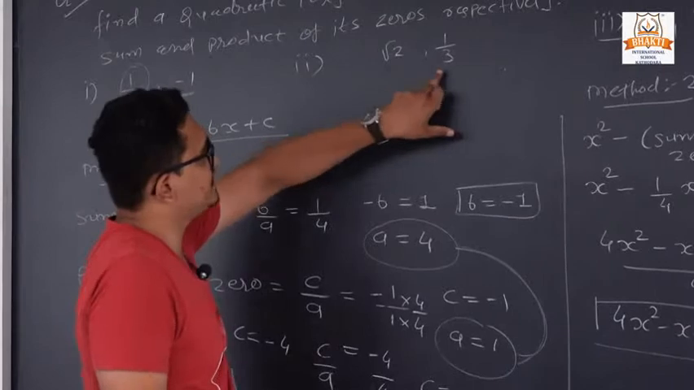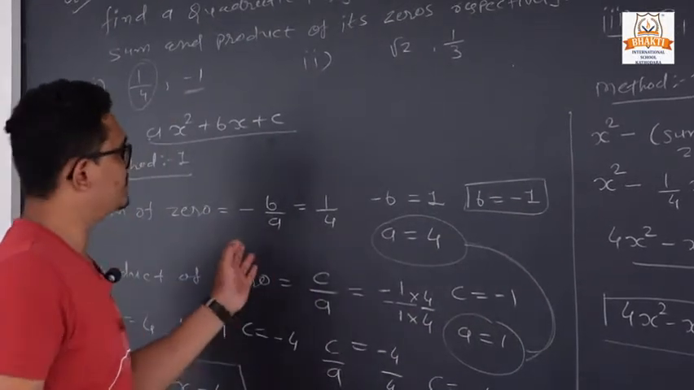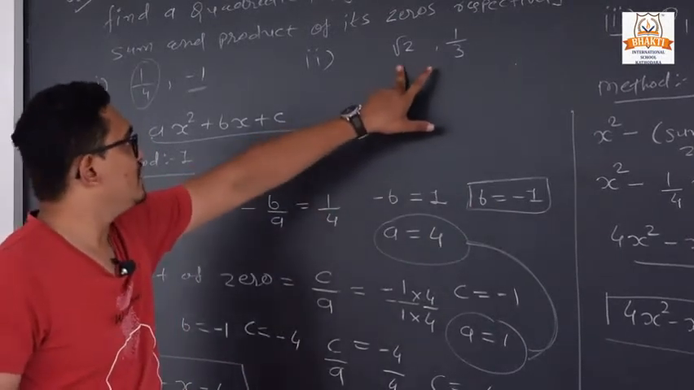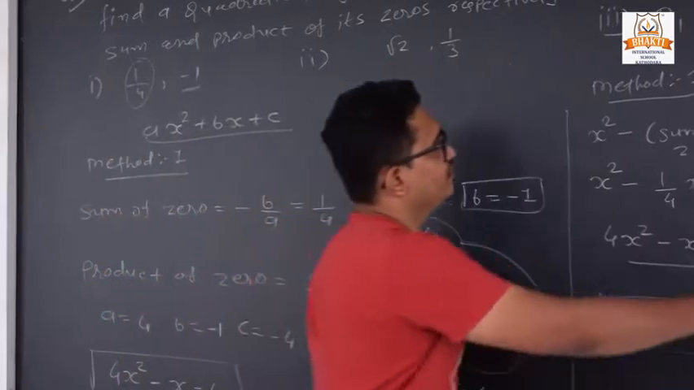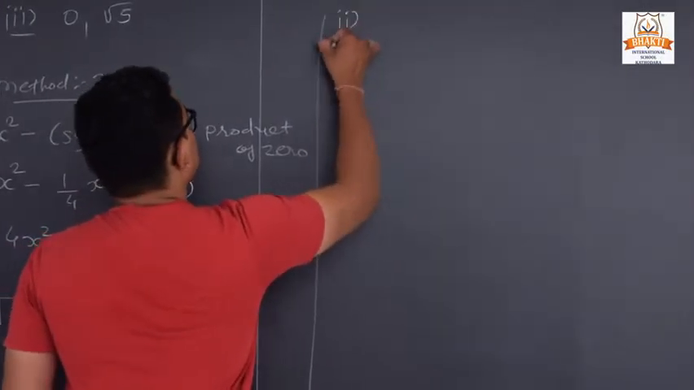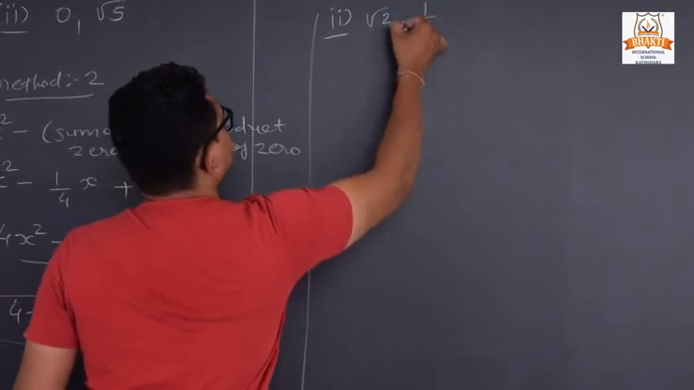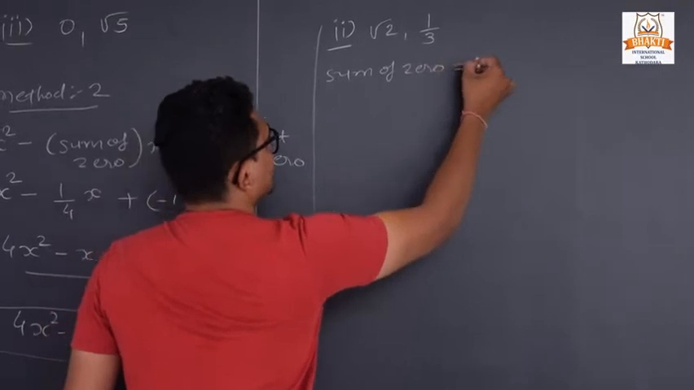In the second question, what happened? Same formula. Clear? So either we can use method 1 or method 2. In this example we can use our first method. So first of all, the second question is root 2 and 1 by 3. Root 2 and 1 by 3.